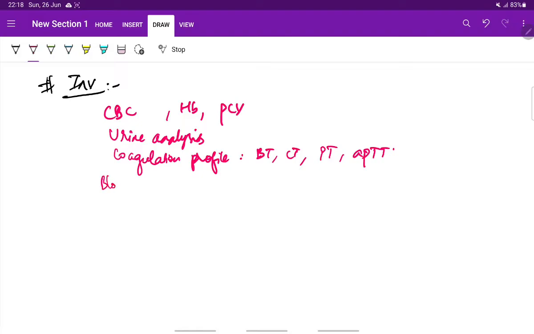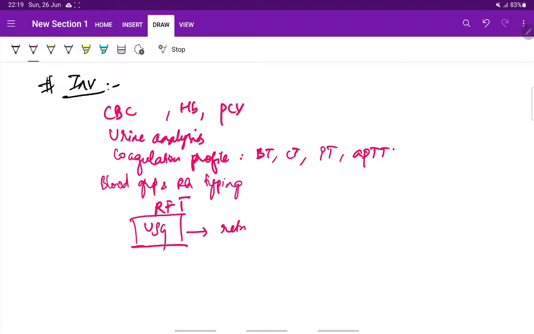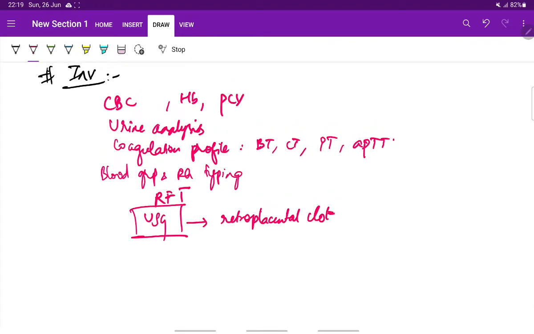Blood grouping and RH typing should be done. Renal function tests. Then ultrasound. In this ultrasound, we can see the presence of retroplacental clot, which confirms the diagnosis of abruptio placenta. Also, if there is absence of clot, it does not mean that abruption is ruled out. So these are the investigations.